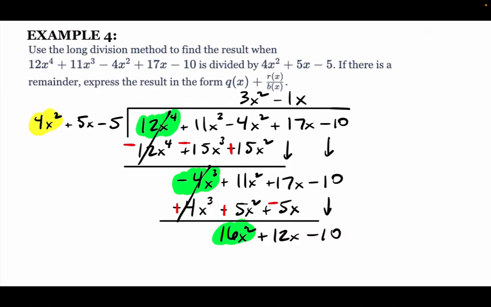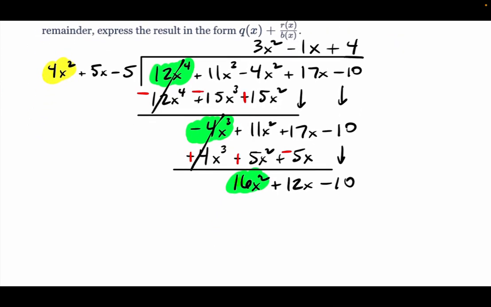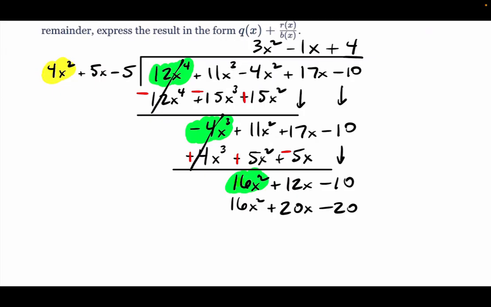Match. 4 times 4 makes 16. I don't need any x's. 4 times 4x squared makes 16x squared. 4 times 5x makes 20x. 4 times negative 5 makes negative 20. Change the signs. Negative 8x plus 10.